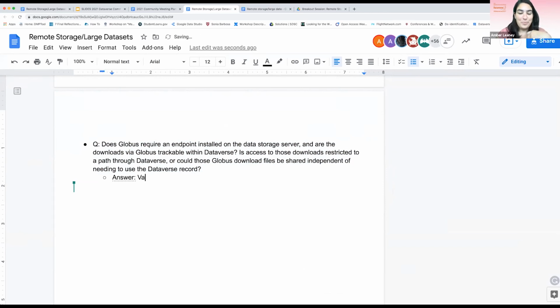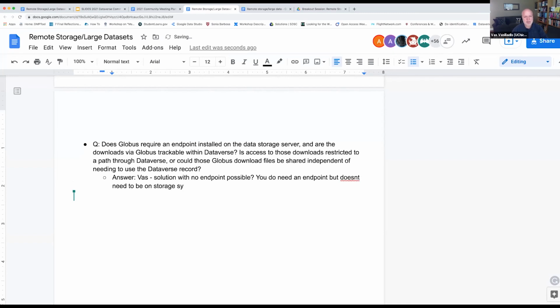So I'll just start off. The setup that we've been looking at is that we require our own endpoint, but VAST did show a solution that wouldn't require you to do that. But VAST, please explain more about how endpoints work and how that is typically set up for transferring data between locations. Yeah, sure. So you do need an endpoint. It doesn't necessarily have to be on the storage system. It can have the storage system mounted. It can be remote, like with S3 type systems. It's typically remote because you're not mounting anything, obviously. But you do need an endpoint that the Globus service can talk to.